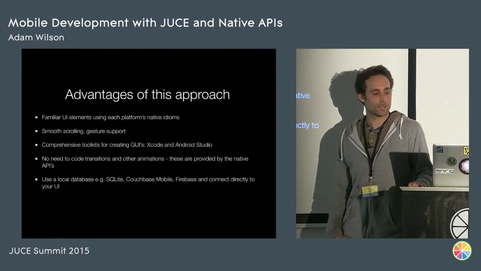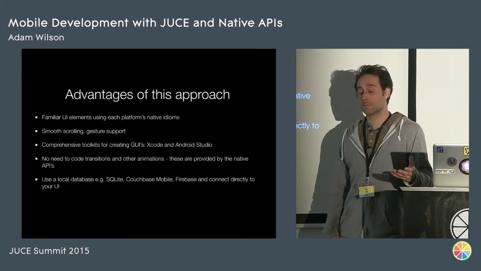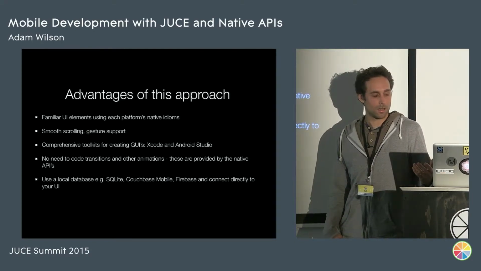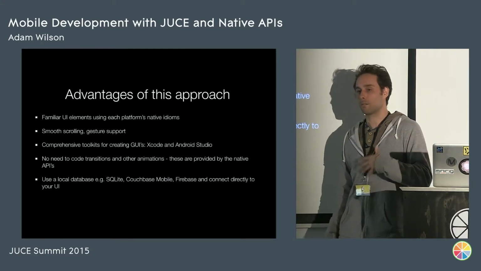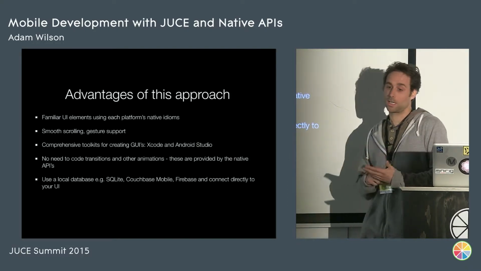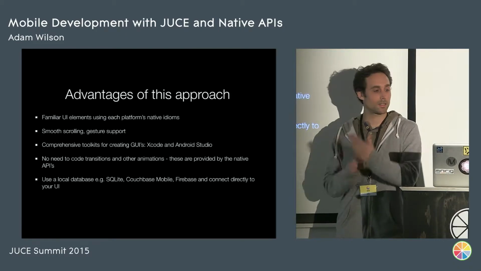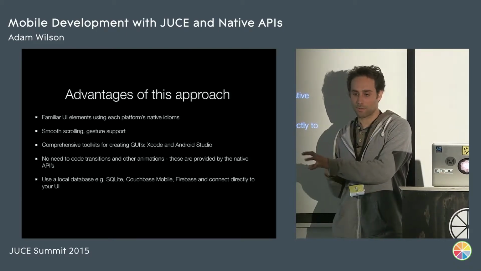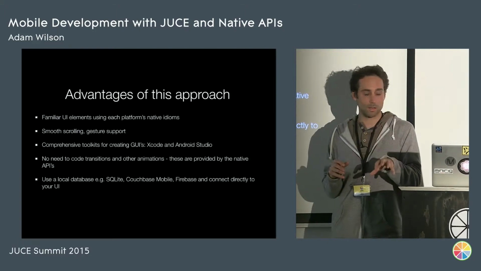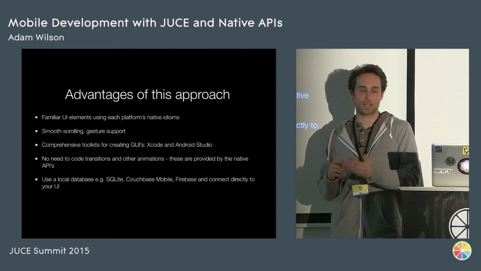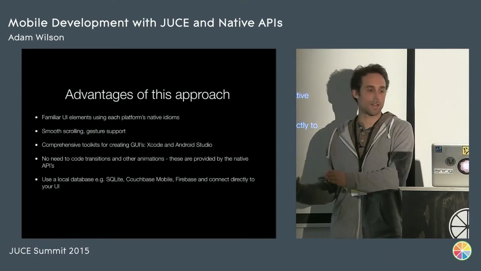Also, as I mentioned, you can use a local database like SQLite, Couchbase Mobile, Firebase. In my particular app, I've been using Couchbase Mobile, which is really good because you can sync it to a server automatically. And it means you can connect your user interface to the local database, and then on a user action, say, you can send that data to your JUCE app to pick up.